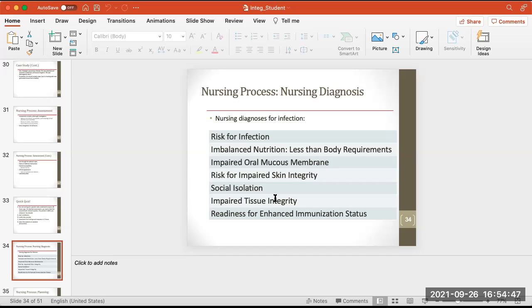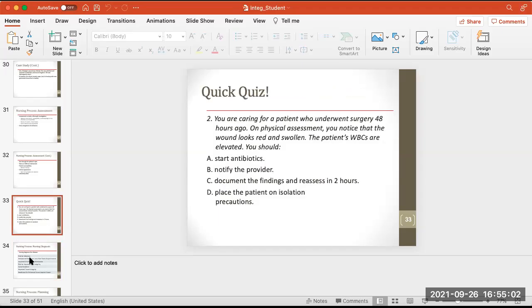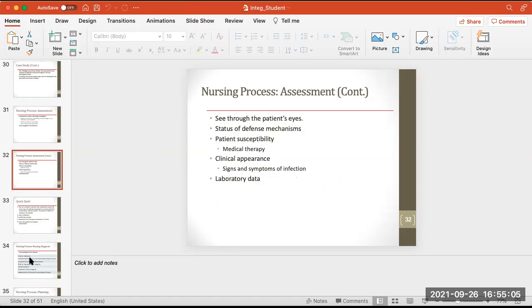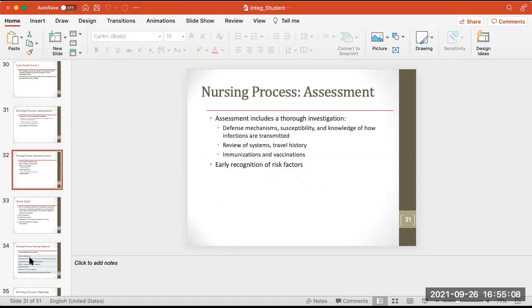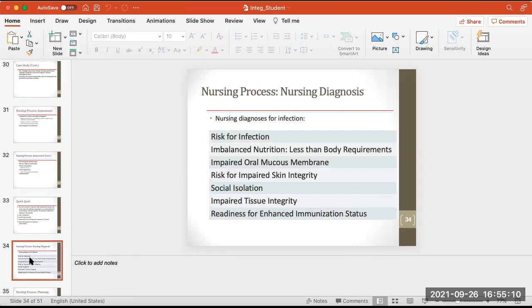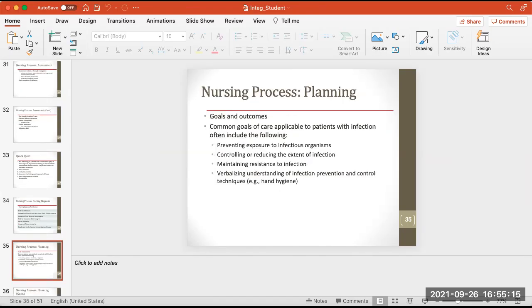Maybe they are NPO because they have to have a wound debridement done. So that's why impaired oral mucous membranes. So here I'm just giving you a couple of ideas as to in what detail you should assess your patient, and what kind of nursing diagnosis you can use for your patient. And what would you plan? This nursing process will not leave you. You will be using this nursing process.